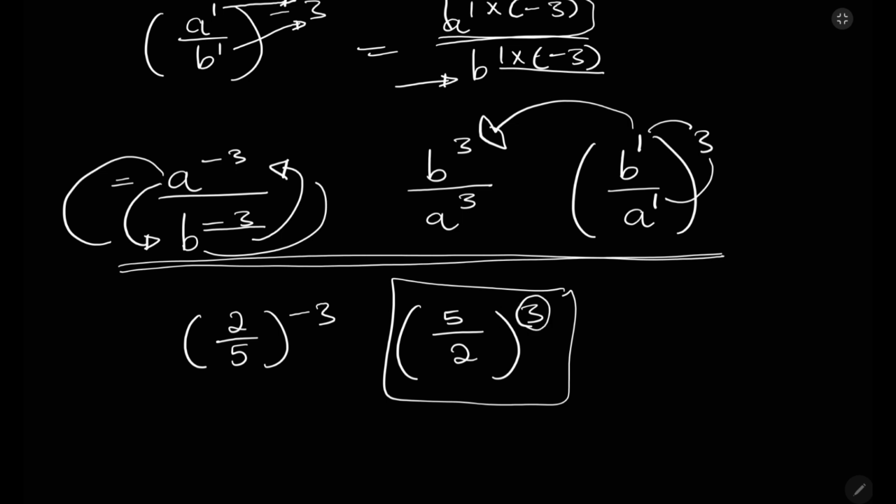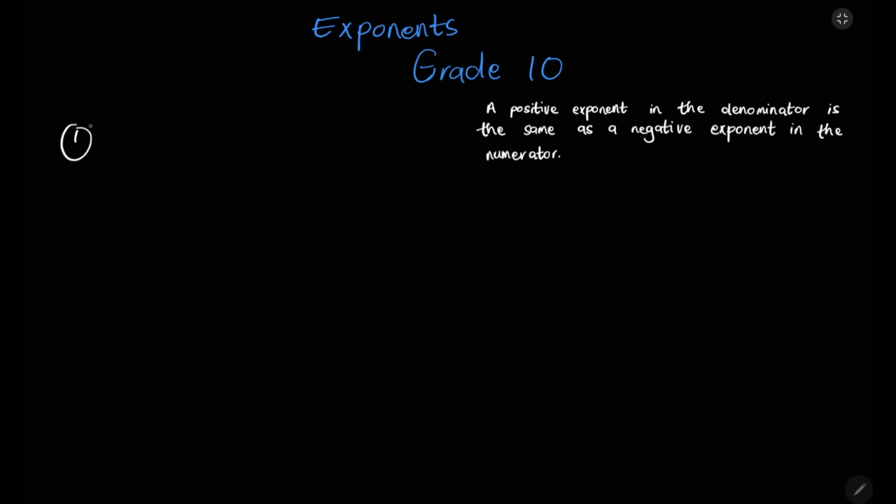Now let's try a few examples. First example, let's do x to the power negative 3. Try to make this a positive exponent. How will you do so? You have to take your x to the denominator. So when your x goes to the denominator, you have nothing in the numerator. So this will be 1 over x to the power 3.